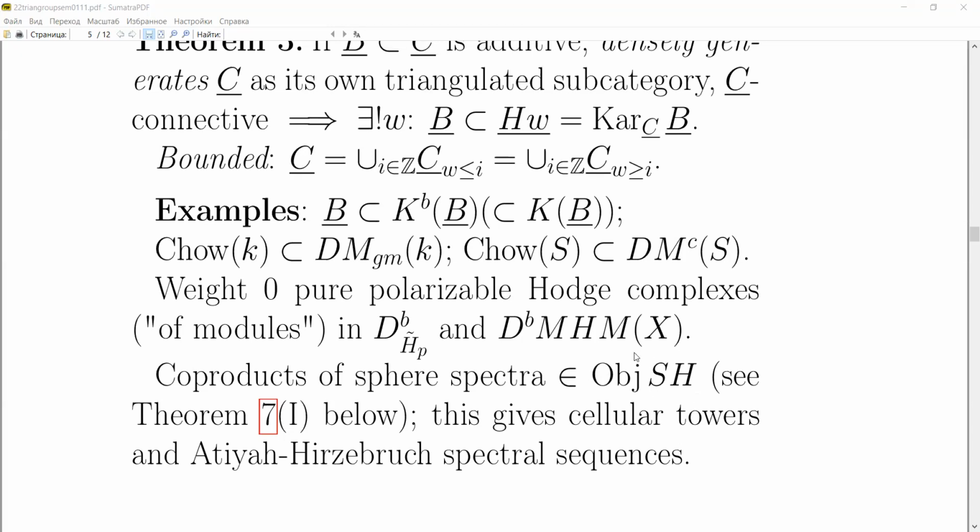Now there are lots of topological examples. So the ordinary stable homotopy category is an example as well. So you can apply the theorem above to obtain a weight structure on the bounded spectra. Probably this is the term. And if you want to have a weight structure that extends nicely to the whole SH, you can do it with theorem 7 below. Actually, there exist some intermediate theorems, but I will not state them in this talk.